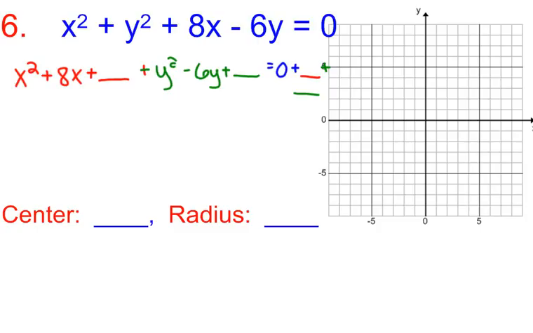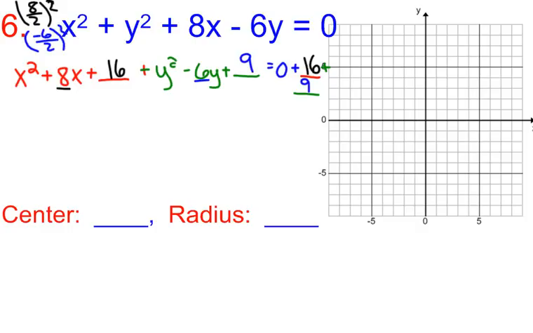So to find the blanks, I do each one separately. My first blank here in red would be b over 2 squared. So 8 divided by 2 squared, which gives me 16. So 16 is in red. To find my green blank, I take my b value of negative 6. So I go negative 6 over 2 squared, which will give me 9. So there's a 9 on both sides.